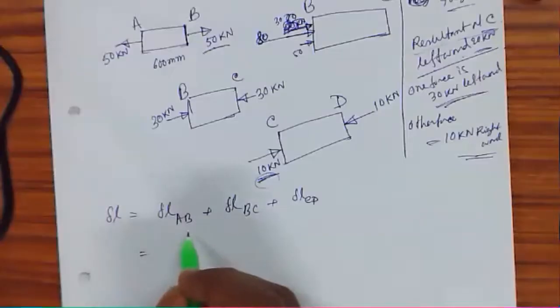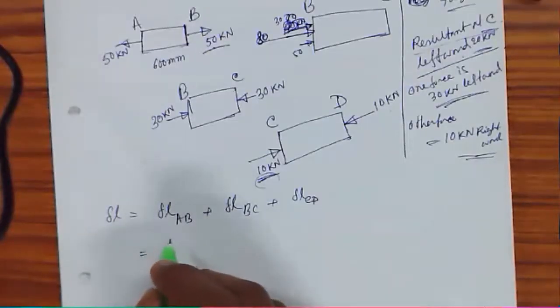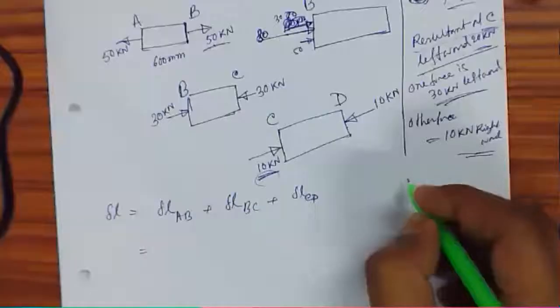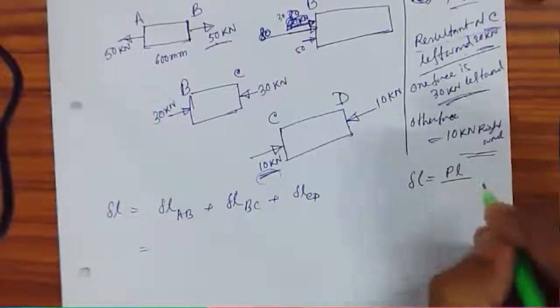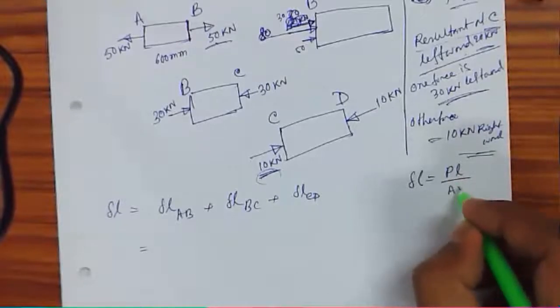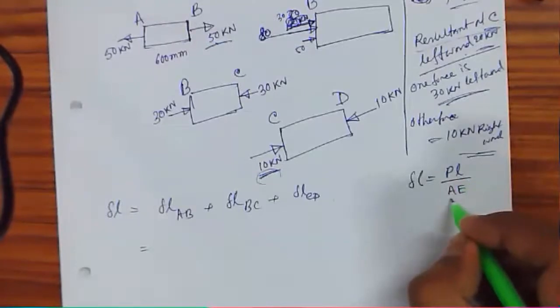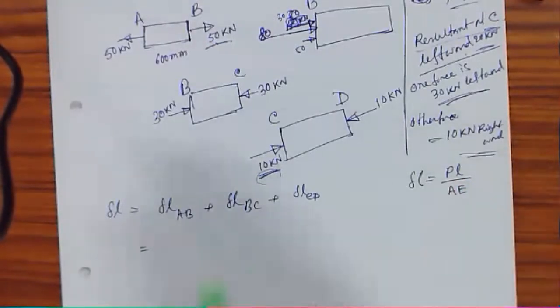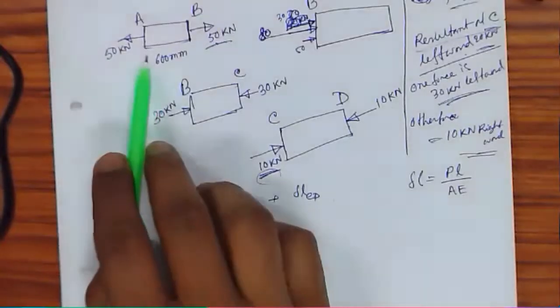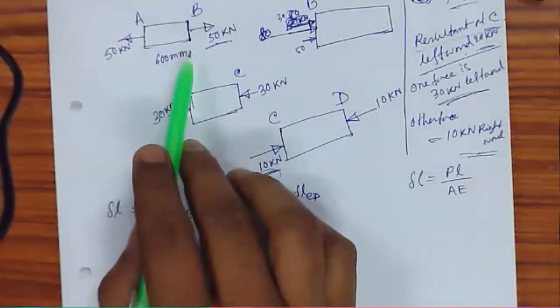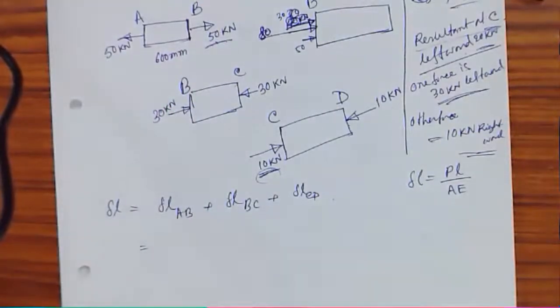Now for delta L AB, the formula is PL by AE. In the previous class we discussed that the change in length is PL by AE, where P is the force, L is the original length, A is the cross section, and E is the elastic modulus. Sir, I was telling that P was the compressive force. P is force, just not compressive. P might be any force. Okay, so P here in this case is tensile. When the force is tensile, we place a positive sign. When it is compressive, we put a negative sign.